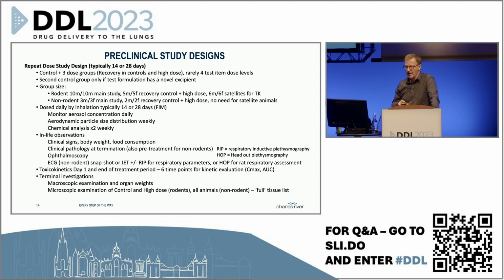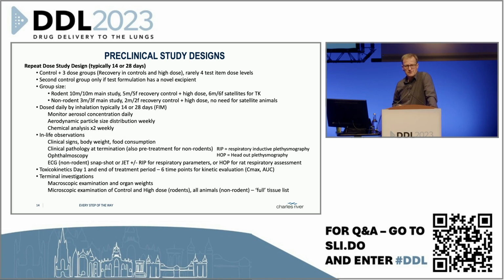So in terms of the main GLP study, this typically would consist of a control and 3 dose groups. You'd also have recovery in your control and high dose. A second control group is generally not required unless your formulation has a novel excipient that's never been into the human before. So you then need an air control and a vehicle control. Group size in rodents is typically 10 male, 10 female, with 5 male and 5 female in your recovery, control and high dose. You'd also need additional satellite rats for TK investigations.